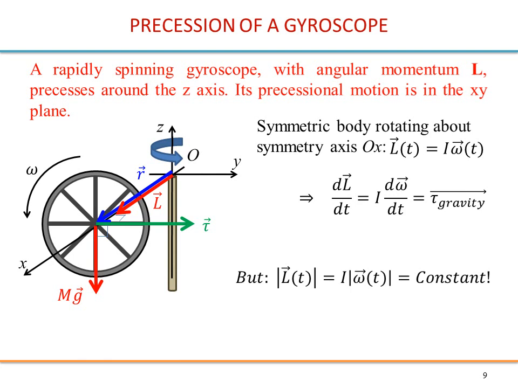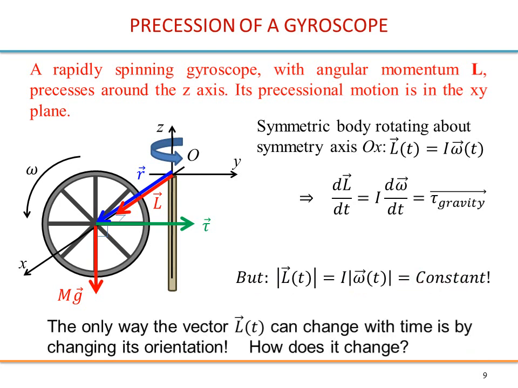So if it is, why is it rotating? We have here a constant angular momentum, but there is a torque. Therefore, the angular momentum must change with time, but its magnitude is constant. So the only way L can change is in fact by changing its direction. All right? So indeed it will rotate.